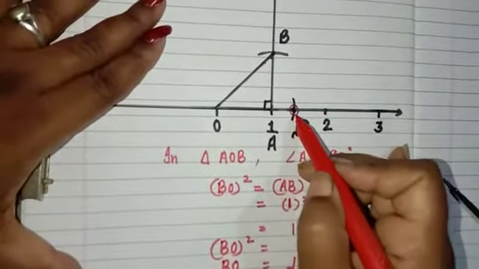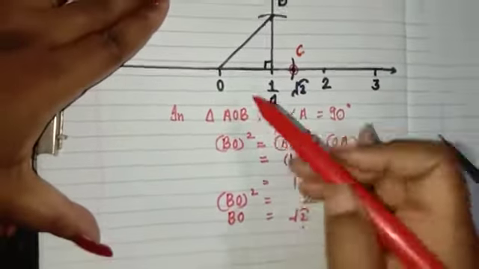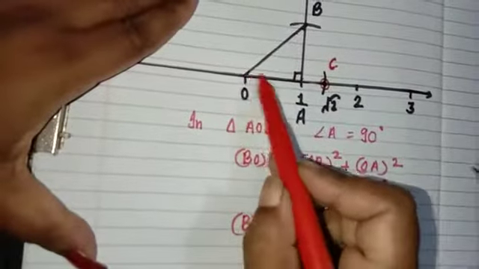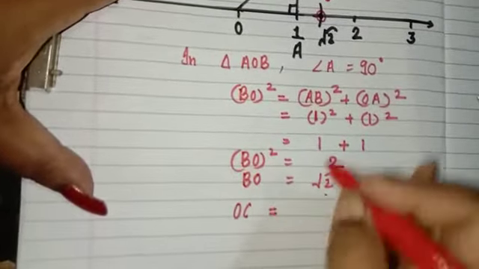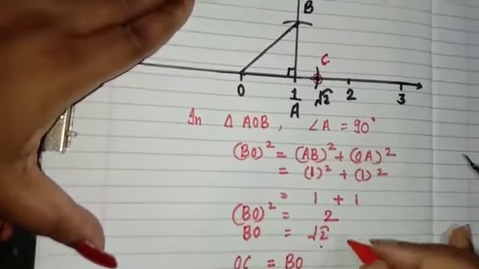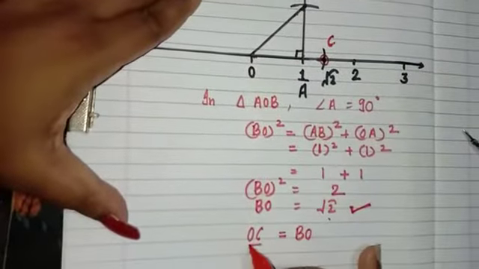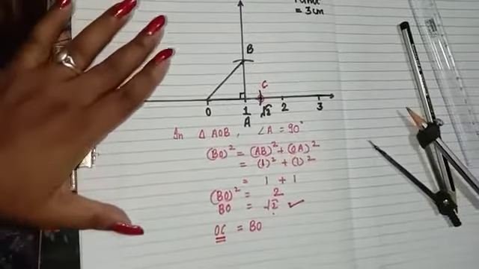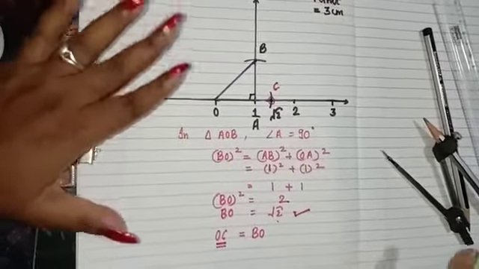This same distance we have taken and drawn the arc on the line. So you can see that this point C is nothing but root 2, because OC is the distance equal to BO. And BO is root 2, so OC is root 2. This is clear. In this way, we can show root 3 also on the number line. That we'll see later on.